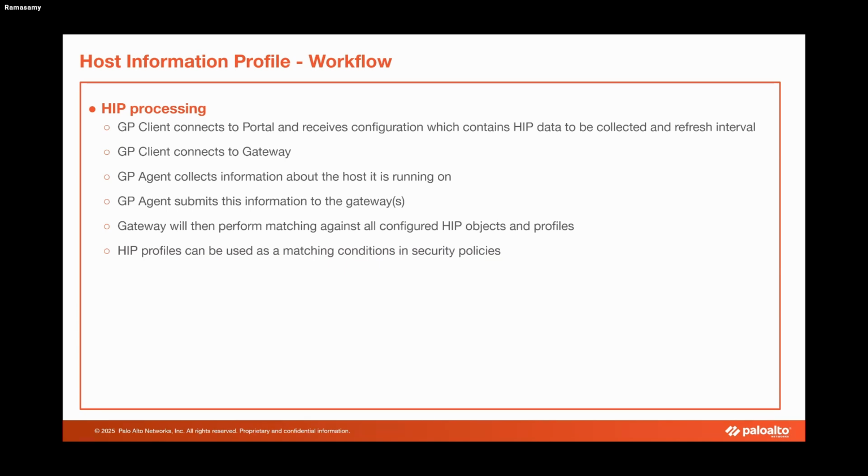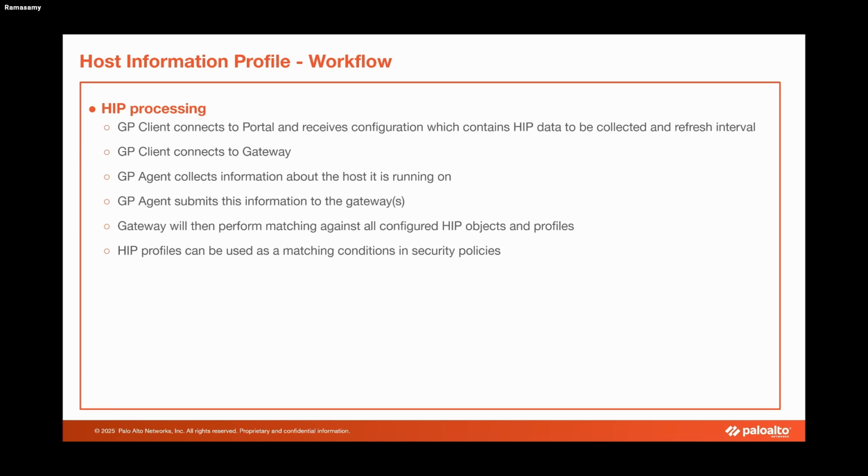The config on what data needs to be collected by GlobalProtect is on the portal. The GlobalProtect client connects to the portal and receives the configuration along with the refresh interval. The GlobalProtect client then connects to the gateway. After a successful connection to the gateway, the agent collects information about the host it is running on as defined on the portal. Once collected, the information is submitted to the gateway.